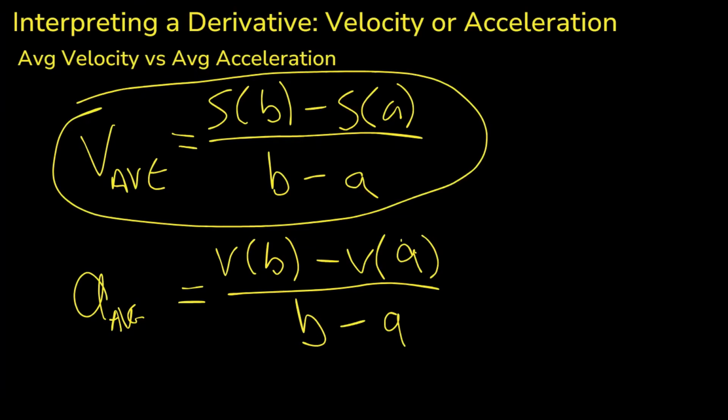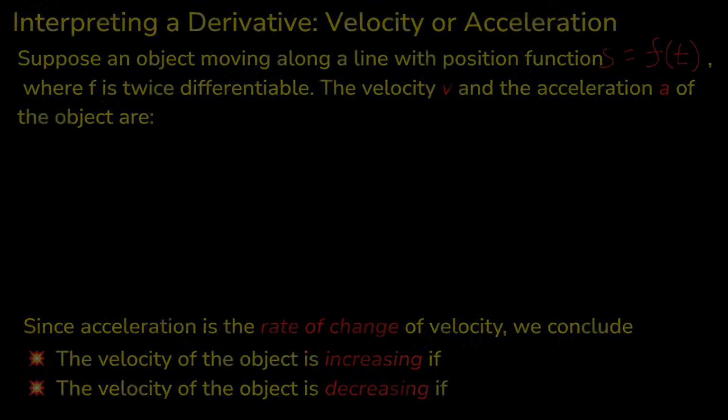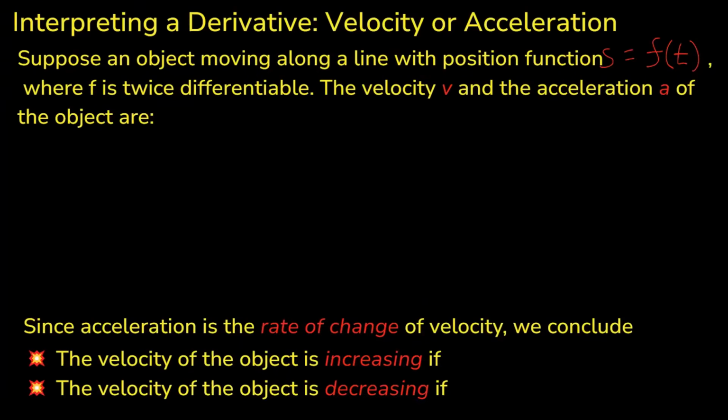If the units are feet and seconds, then the units would be feet per second. Average acceleration is change in velocity over change in time, and the units would be feet per second per second, or feet per second squared. So a quick check of the units will help you understand if you did this correctly. Now let's get back to interpreting a derivative as velocity or acceleration.